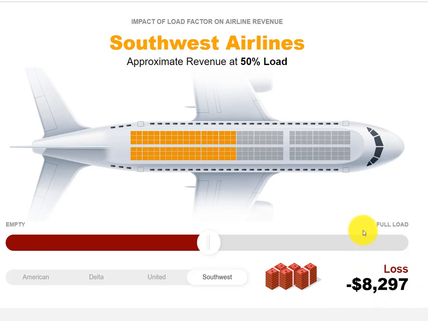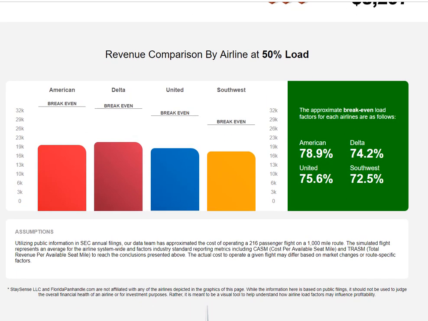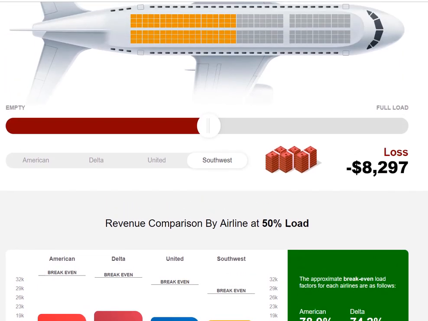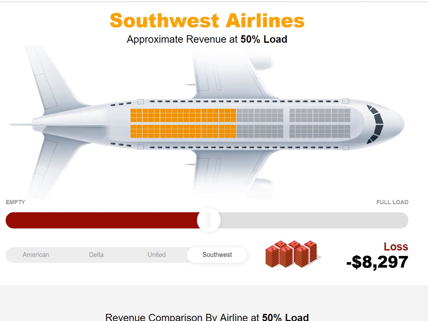But the idea is there's a cost to fly this airplane, and they have used a simulation down at the bottom. They say that they have used a 216 passenger flight on a 1,000-mile route. So you've got your standard domestic flight here in the United States, and there's a set cost for that airplane to get there. Fuel costs, labor costs for the pilot and the co-pilot, and flight attendants that are mandated by law. They cannot fly with fewer flight attendants just because there's fewer passengers.